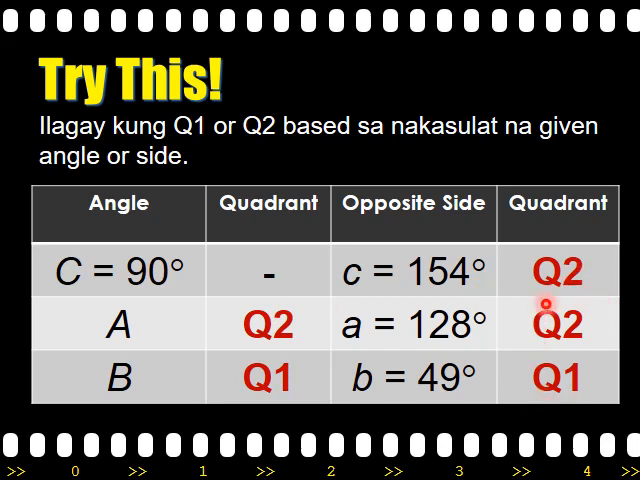Okay? Different quadrants sila. Now, if you will apply rule number 1, since ang given mo is side A, which is Q2, dapat si angle A nasa Q2 rin. Since ang given mo is si side B nasa Q1, dapat si angle B ay nasa Q1 din. Okay, so opposite angles and sides must be on the same quadrant as given in rule number 1.